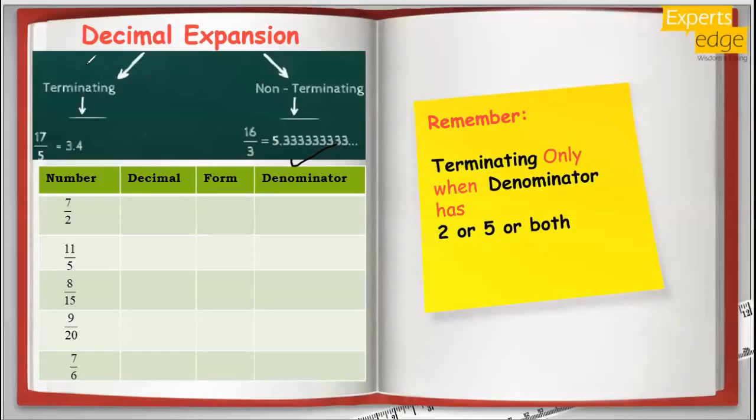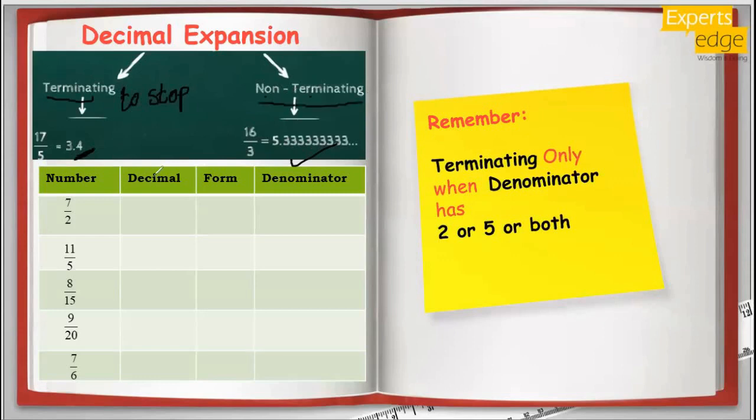Now when you talk about decimal expansion, there are two types of things which happen. One is terminating. Terminate means to stop. So if you see 17 by 5, its answer is 3.4, where the division process stops here. That is, this particular fraction is a terminating fraction. Another is non-terminating, like 16 by 3, the answer comes out to be 5.333. It's a non-terminating number, right?